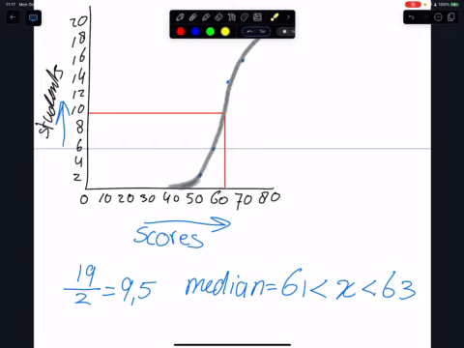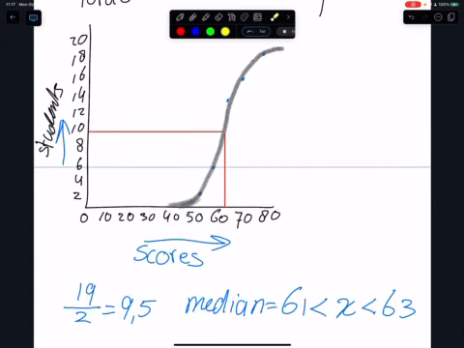Do not write this in a test. Be specific: 61, 62, 63, 61.5, 63.5. Anywhere between 61 and 63, you would get points for this specific answer. This is for me to have an idea. If you wrote somewhere between 61 and 63, I would give you points for it. Anywhere between 61 and 63 would be the median.